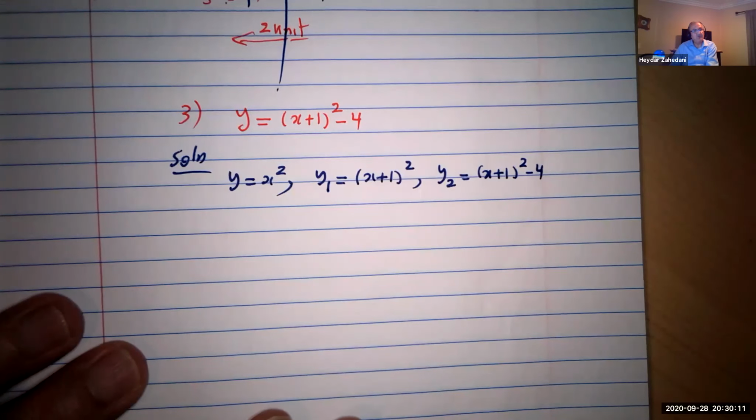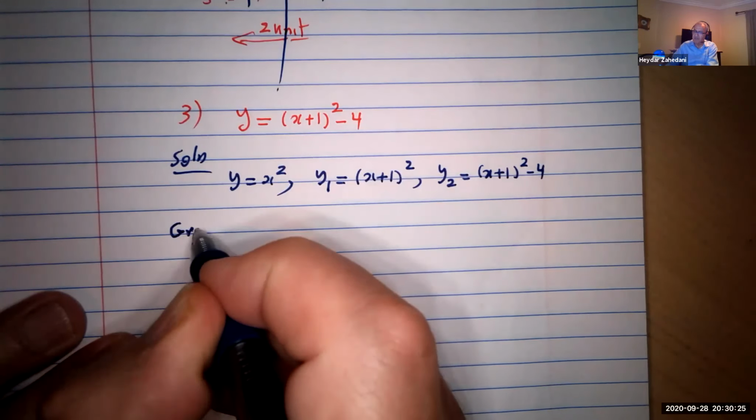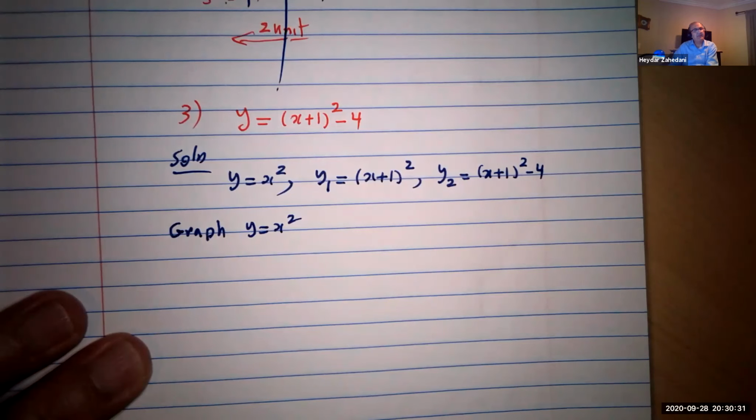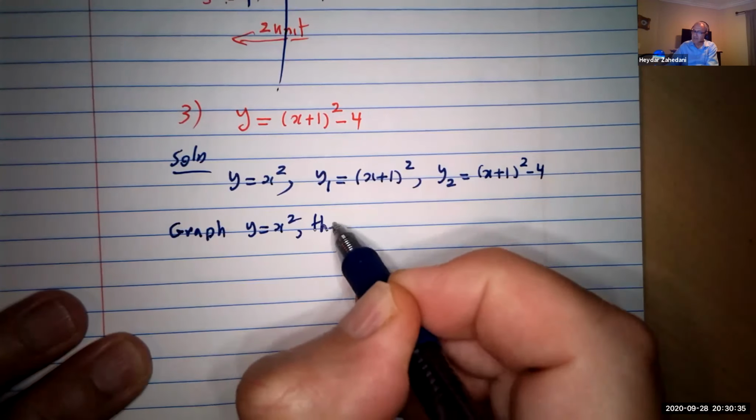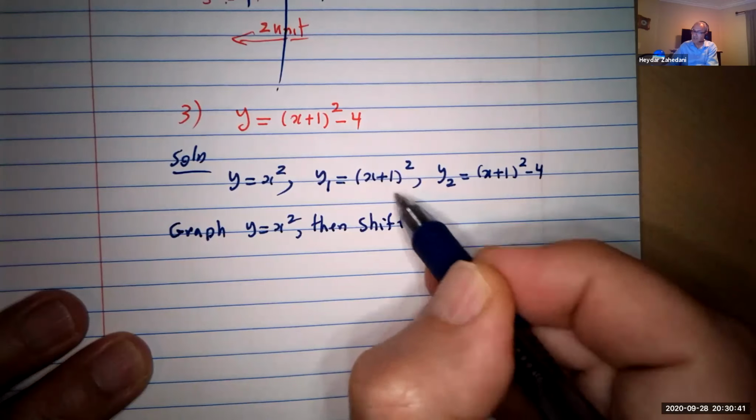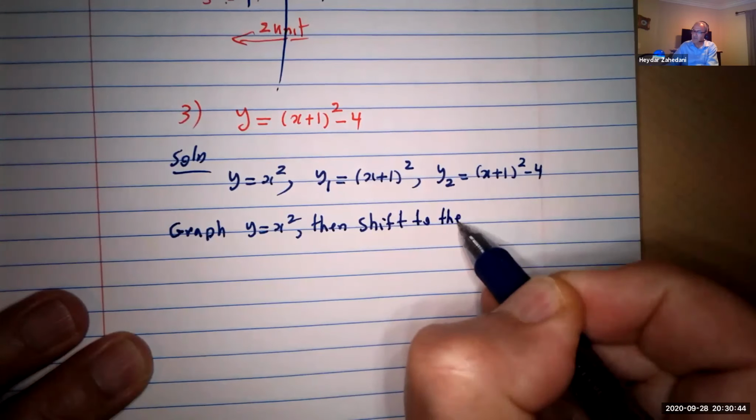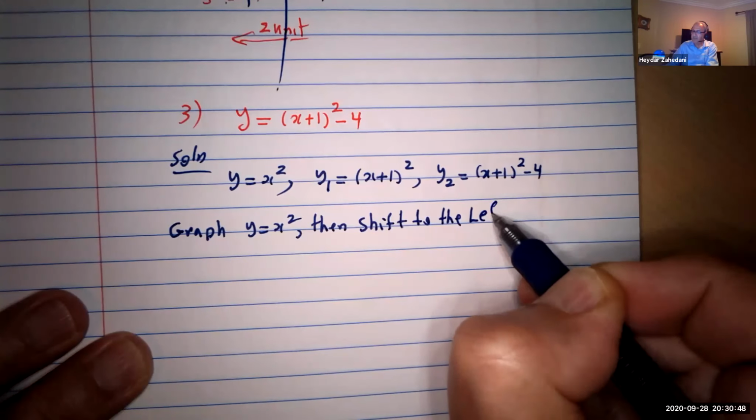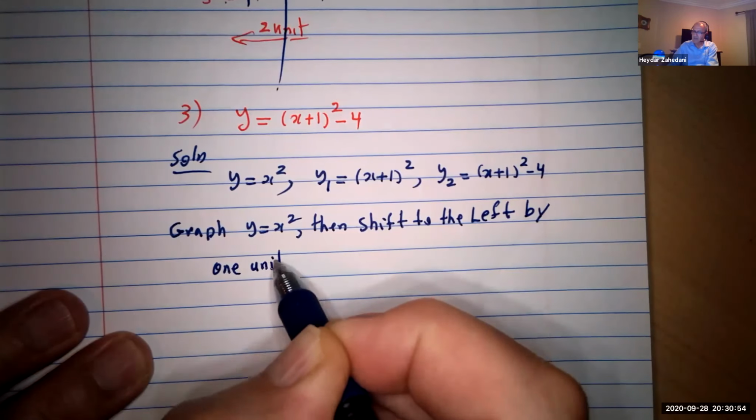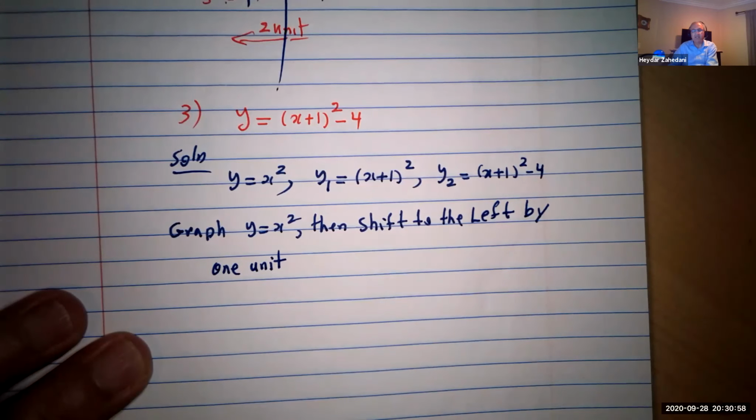If you describe it, you get some points in case you missed the graph. So you have most of the points. Okay, I describe it first for you. You graph y equal to x squared first, and then you are going to shift it. Shift it to what? This is right to the left, by 1 unit.